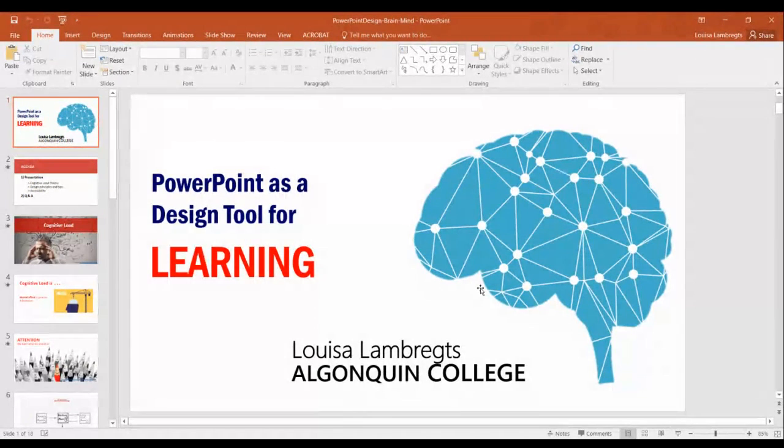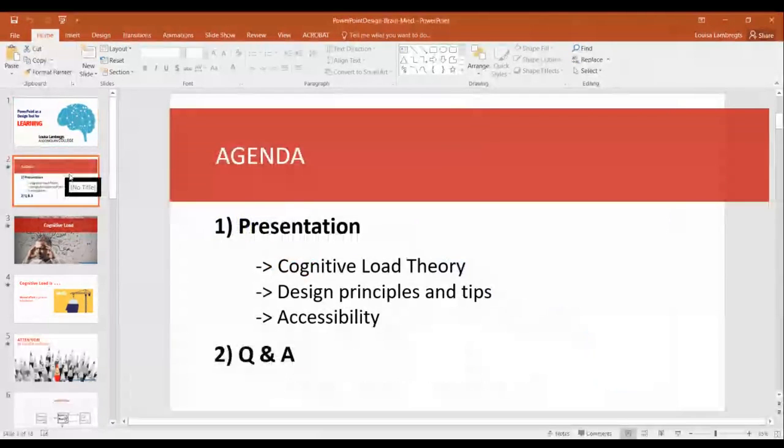PowerPoint as a design tool for learning. As a structure for what we're going to talk about today, I'm going to conduct most of this in a presentation format, only because it saves a bit of time, but I will try to make it interactive at times. We'll probably need to keep most of the questions towards the end, because I think that'll be a more efficient way of going through our session and addressing questions without things taking a long time.